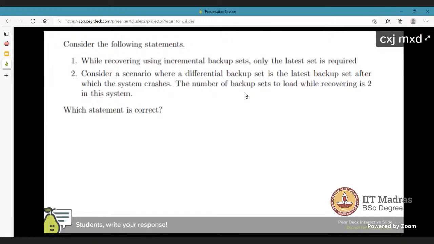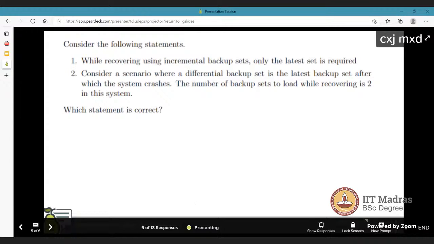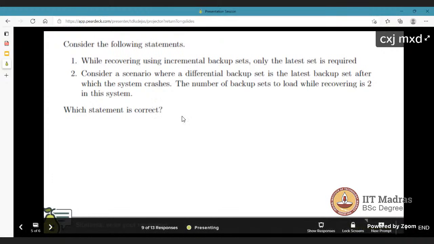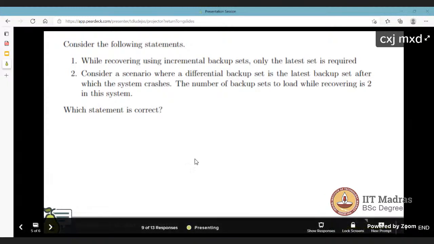The question is regarding which statement is correct, right? 1 or 2. So why is the first statement wrong, that was your question. Say suppose on Monday we have done the full backup, and on Tuesday, Wednesday, Thursday we have done the incremental backup, but on Friday we have the failure. For the recovering part, we need to consider the full backup plus all the 3 incremental backups, in the same order, right? If we take only the latest incremental backup set, that will be incorrect.